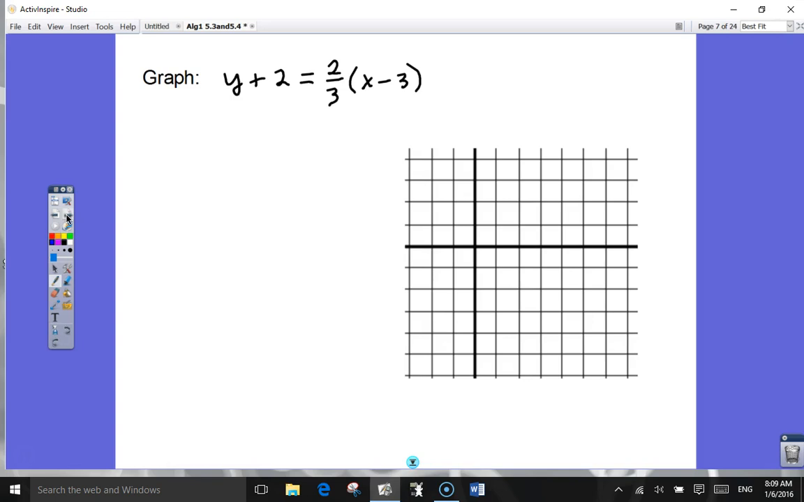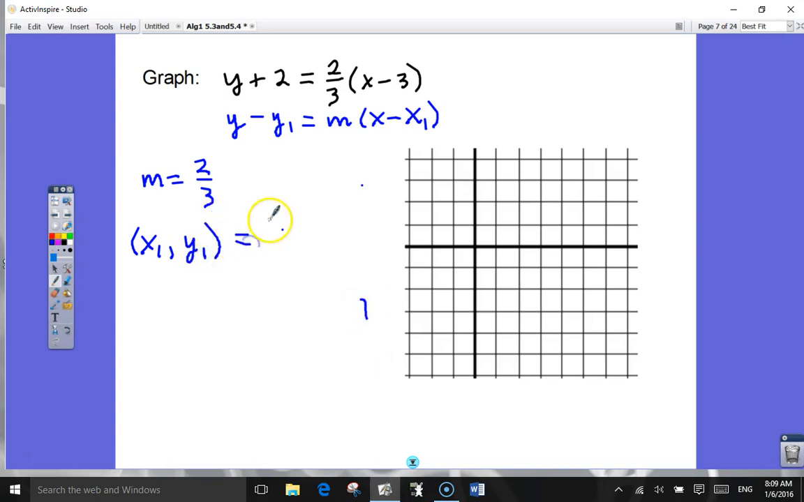Right, just comparing it to the equation, right, to the formula. Y minus y1 is m times x minus x1. Right, the easy part is that m equals 2/3. Okay, but what is x1, y1? What is the x1? Okay, keep in mind, the formula has a minus in it, right? So when you see x minus 3, that means the x1 is positive 3, right?